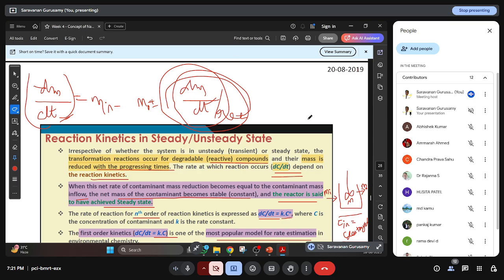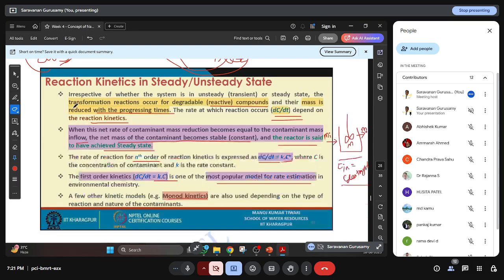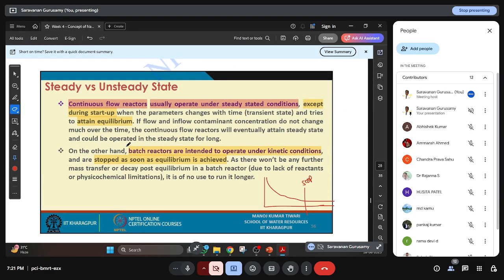That is based on the conservative or non-conservative. This is giving you the steady or non-steady. So a continuous flow reactor will always be steady state, right? Until... and after it reaches a point, it will become a steady state.